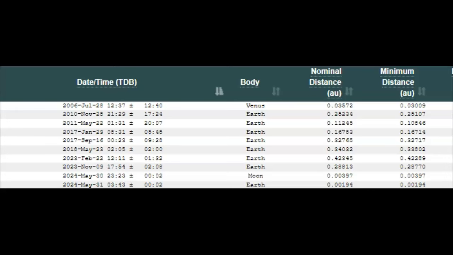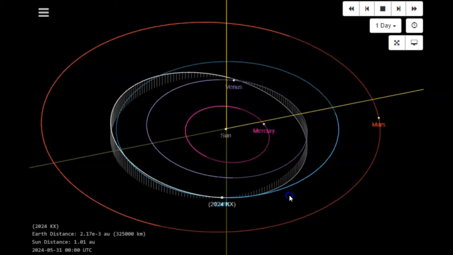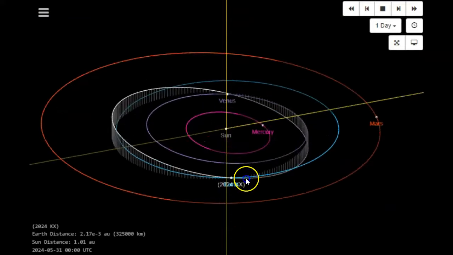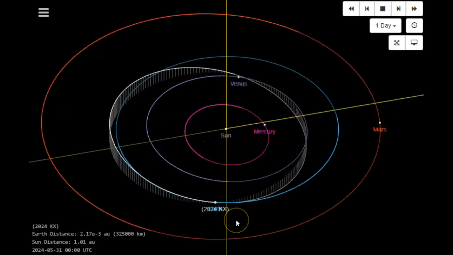So to summarize, 2024 KX is inbound to fly between the moon and the earth late tomorrow evening. It looks like it will be coming much closer to earth than the moon. And, ladies and gentlemen, it's supposed to be about 40 feet in diameter. It's on a pretty good inclination. I would imagine most of it would burn up in the atmosphere if it were to hit the atmosphere. And it's moving at 8.3 kilometers per second.